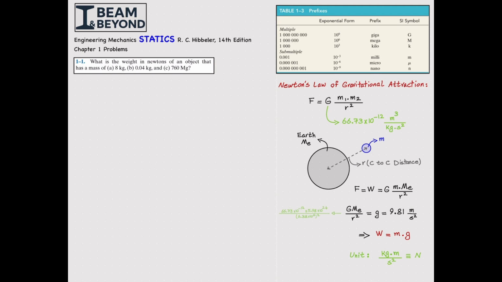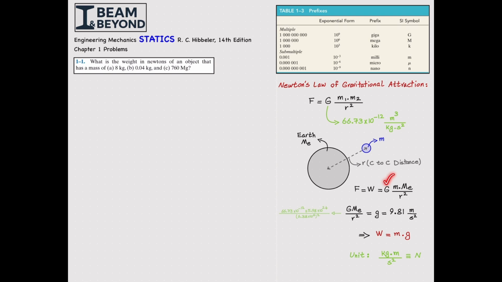So basically, it's the gravitational force between the Earth and an object close to the surface of the Earth. This equation becomes F equals weight equals G, the universal constant of gravitation, times M, the mass of the object, times ME, the mass of Earth, over R squared, where R is the distance between the centers of these two.